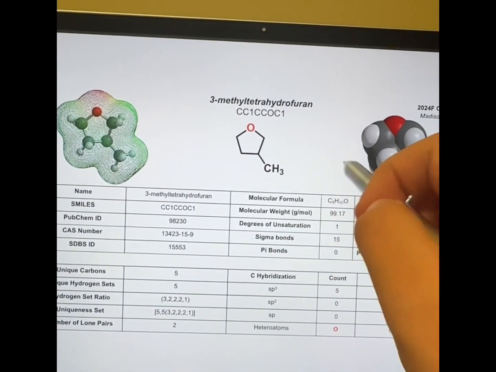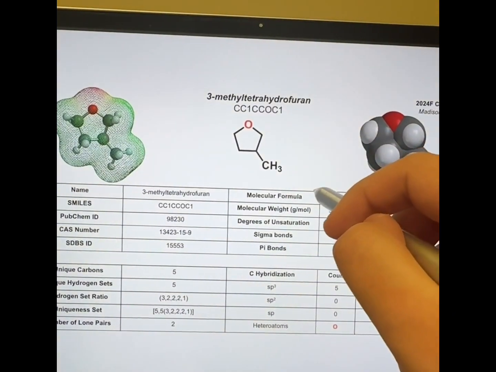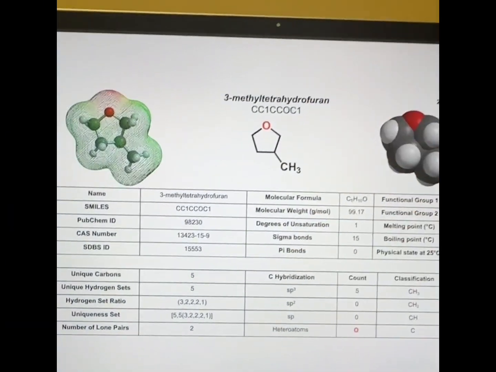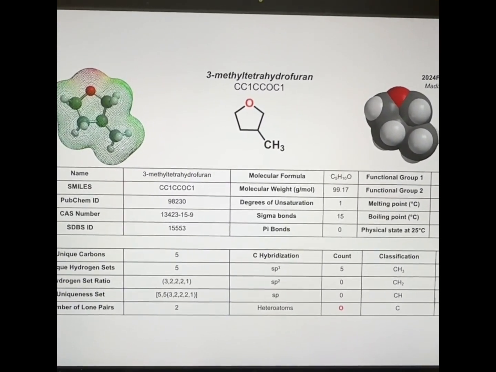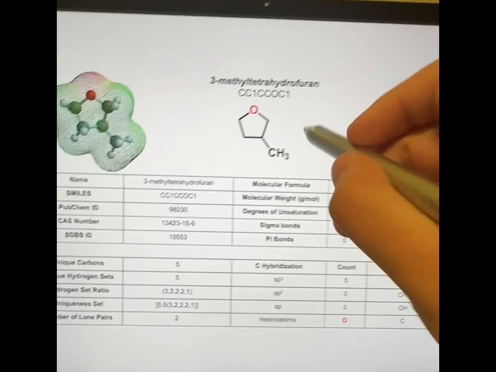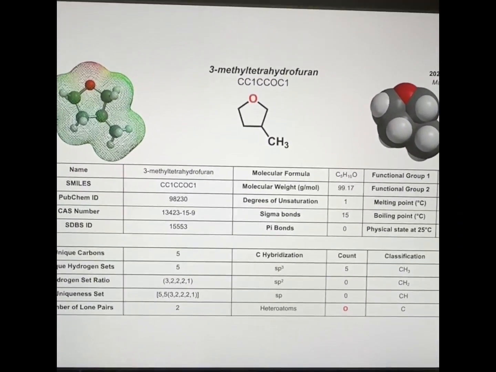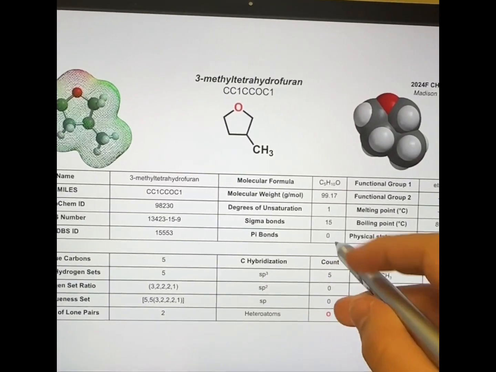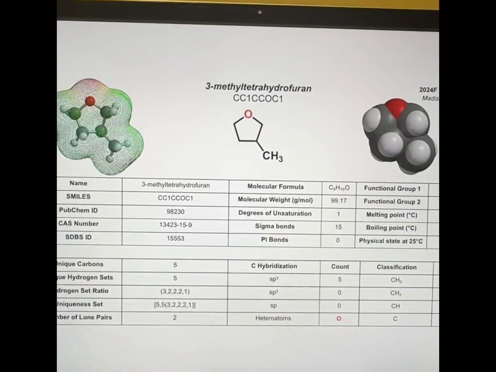But because carbon likes to make 4 bonds, we know that there's most likely 2 hydrogens here, here, and here, and 1 right here to make 10. There's 1 degree of unsaturation, and that comes from the ring here. Degrees of unsaturation could also come from pi bonds, but as we see, there are none. There are, however, 15 sigma or single bonds.